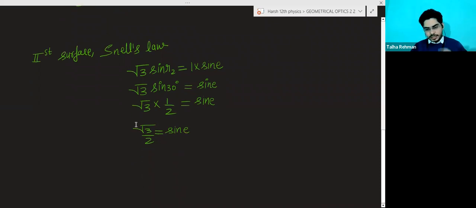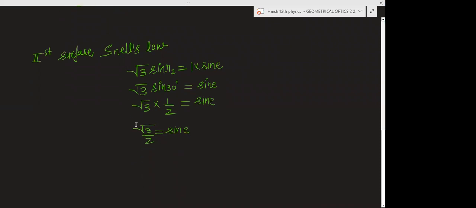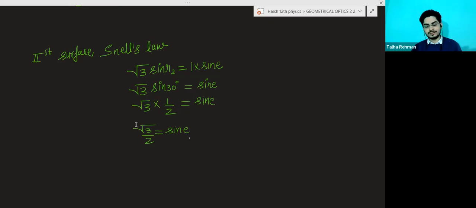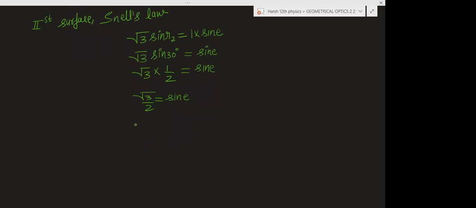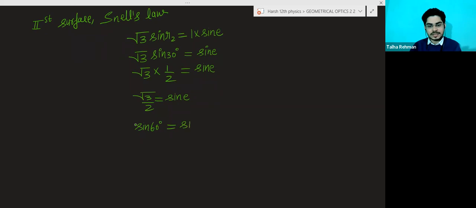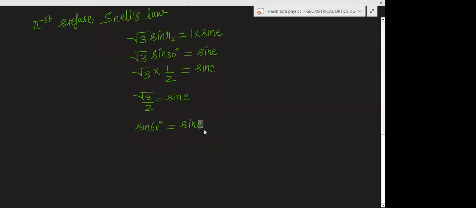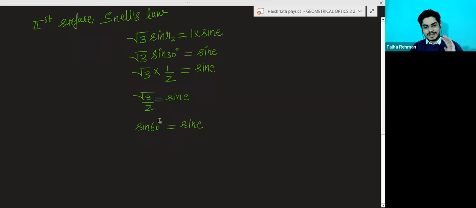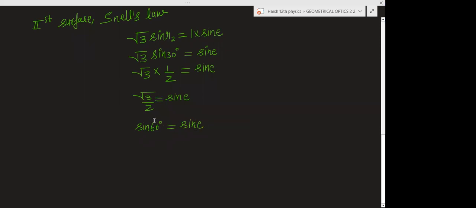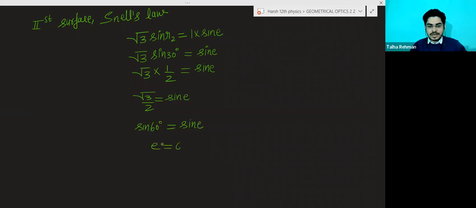Root 3 by 2 is sine 60. So you can write sine 60 is equal to sine E. Now sine will get cancelled, right? No, we cannot cancel that, but we can compare. So this E angle will become equal to 60 degree. So the answer is angle of emergence you are getting 60 degree.